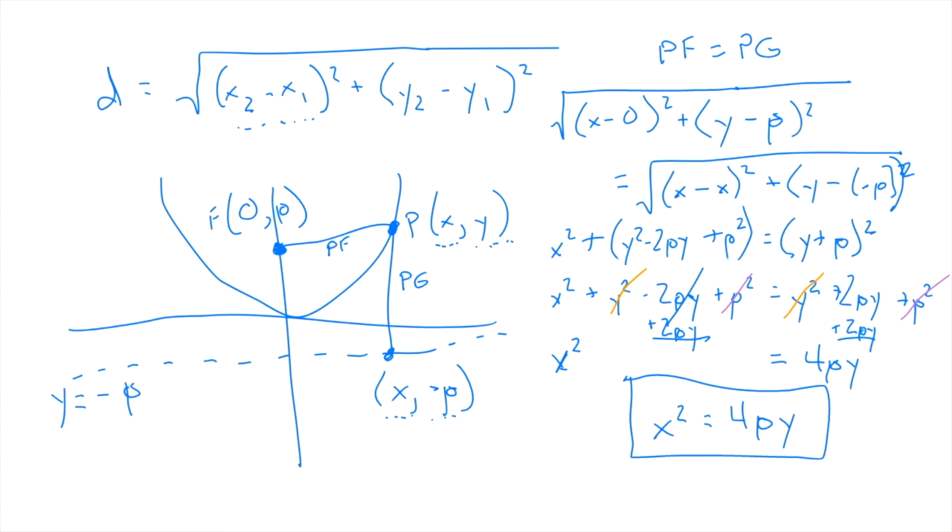This is the formula for a parabola with its vertex at the origin and the focus at (0, p) and the directrix at y equals negative p. And so, well, that's what we started with. The directrix is y equals negative p, the focus is at (0, p), and the vertex is at the origin, and this is the formula. And this would be the thing where I would say, memorize this.